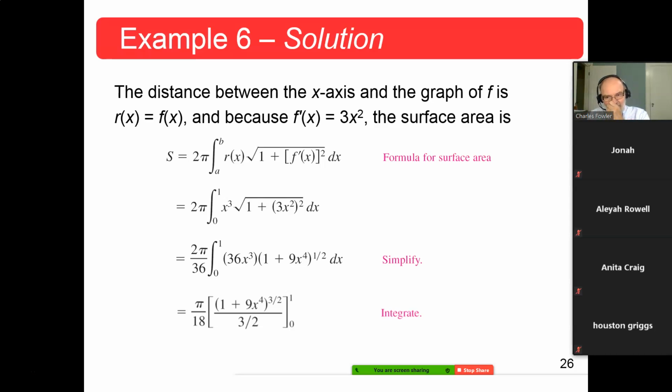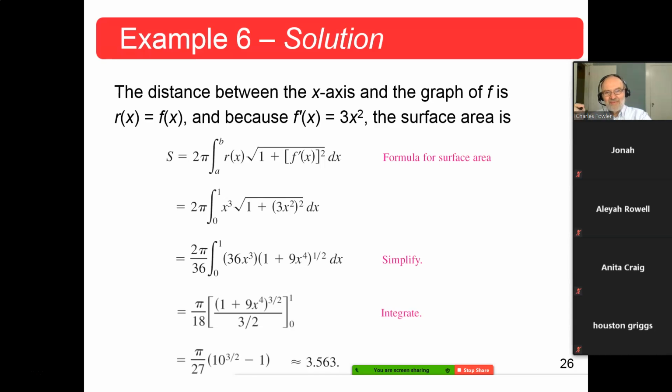So that would be pi over 18 times this, and that's exactly what we got. The u, which is 1 plus 9x to the fourth, to the 3 halves power, divided by 3 halves, or multiplied by 2/3. Multiplying by 2/3 then makes the outside to be 1 over 27, which is pi over 27. And what you have then is 10 to the 3 halves minus 1 to the 3 halves, which of course is 1. And they then give you that as about 3.6563, which is exactly what we got. Good deal. Any question on that?